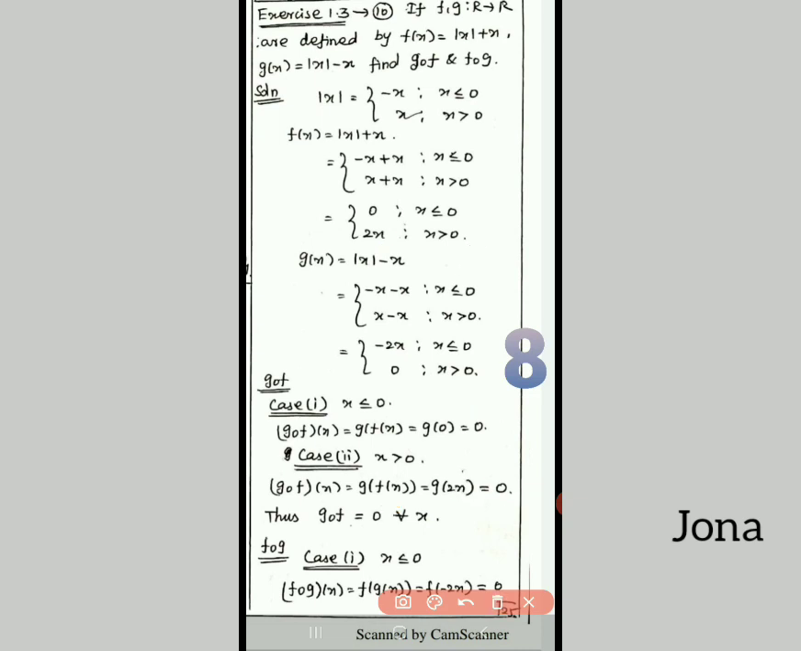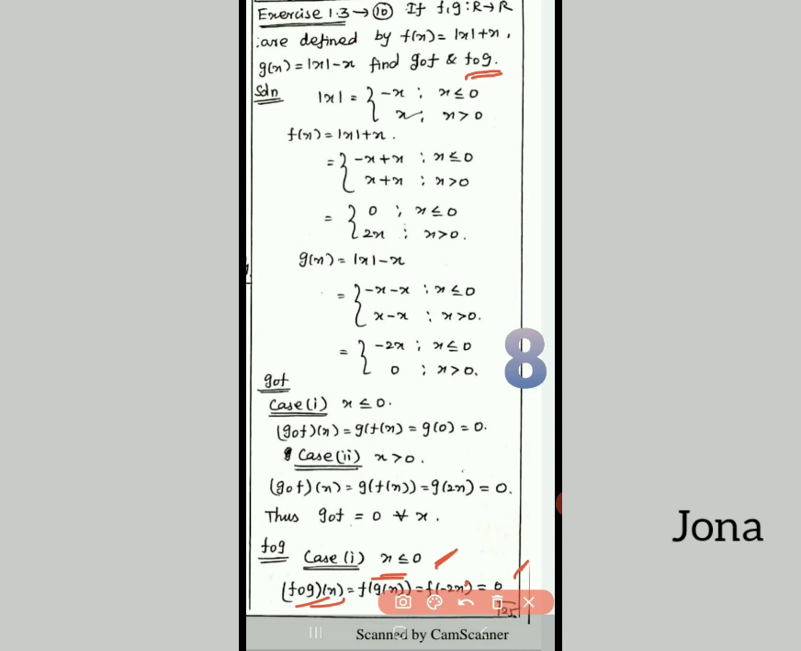The next one we want to find is f dot g. Here f dot g is nothing but f dot g of x. You can change this bracket here, f of g of x. Here f of g of x, in that condition x less than or equal to 0, I want to see that. So f of minus 2x is nothing but, here I got 0. So the value is 0.